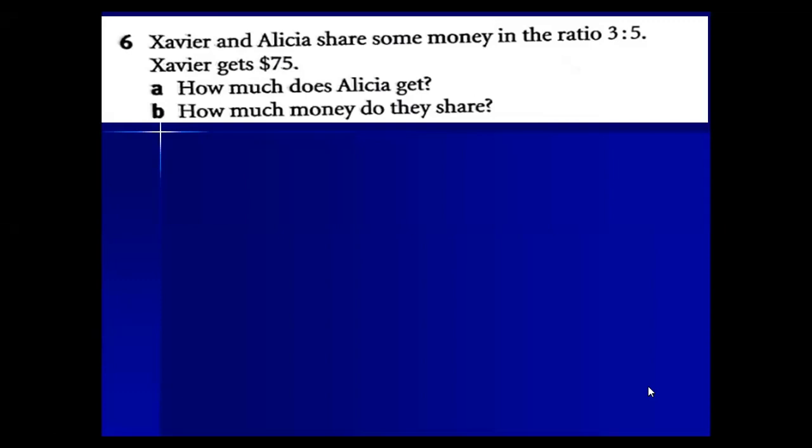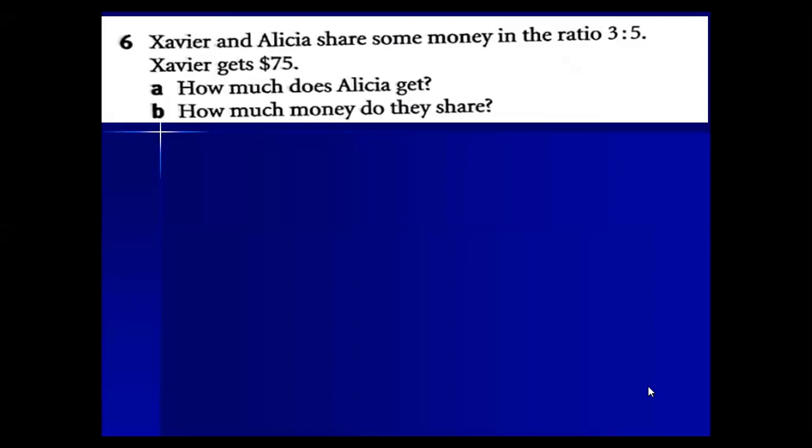Someone shares money in the ratio 3 to 5, and Xavier gets 75. How much does Alicia get? Now 3 to 5. 3 represents who? Xavier. So to find the part, 25, we do 5 times 25.